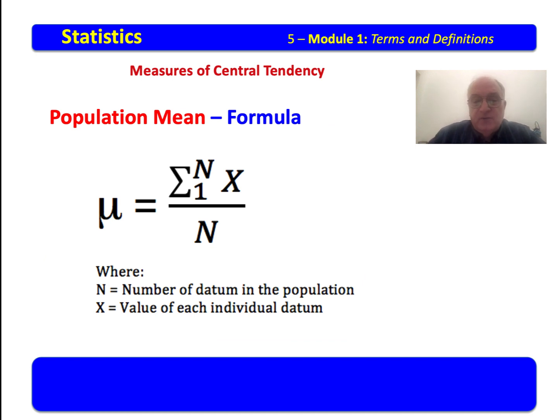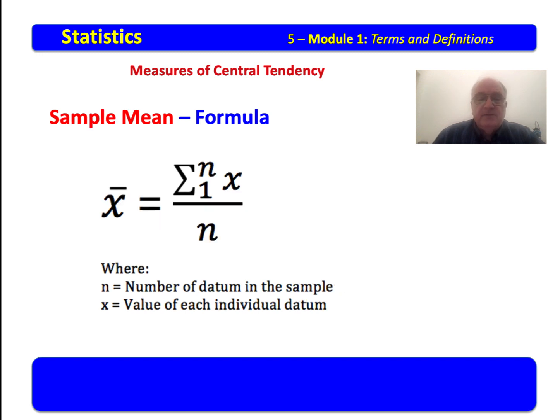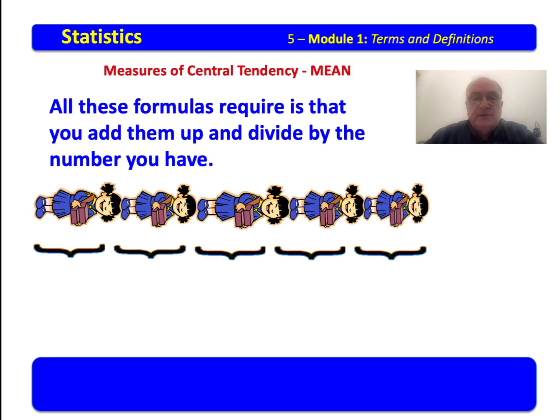And they're calculated with this awful, scary formula. Mu is equal to the sum of all the x's, however many there are, divided by the number that there are. And the sample mean is calculated by all of the x's divided by the number that they are. We add them all up and divide by how many there are. That's all that formula really says. All these formulas require is that you add them up and divide by the number you have. Here we add the height and we divide by the number we have, and this is some real mean stuff.